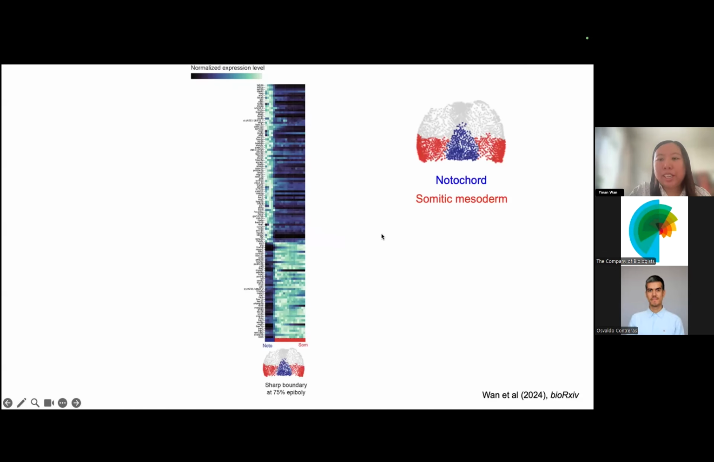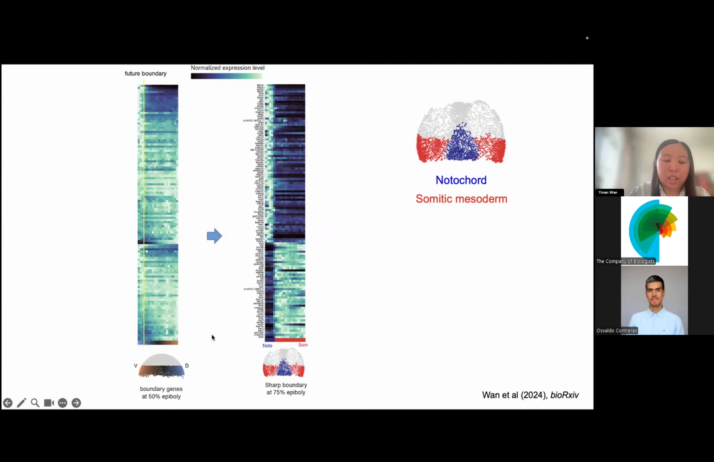We've identified a sharp boundary between the notochord and somatic mesoderm at the mid-gastrula stage. Here I'm showing you expressions of genes as a function of distance to the boundary. You can see as soon as you cross this boundary, you shift from one category of genes to a second category of genes. Interestingly, when we track back to the progenitor region in early gastrula stage, we found that except for a small set of genes that are expressed in the dorsal side, the majority of genes change their expression patterns dramatically during the boundary formation process.